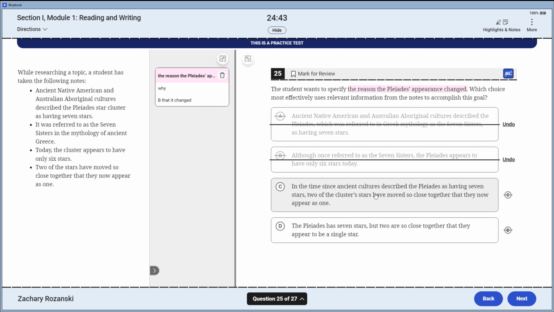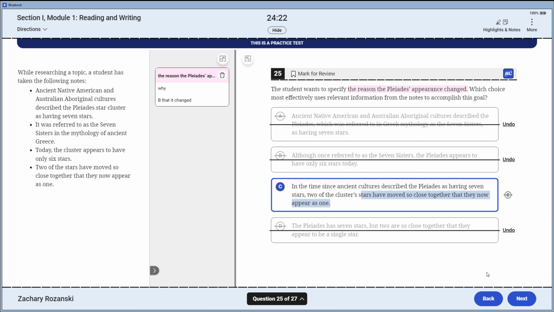In the time since ancient cultures described it as having 7 stars, they move so close together that they now appear as 1. This gives me the why it changed, and I absolutely love that idea that's present there. As I look to D, it has 7 stars, but they are so close that they appear as one. This would just justify, again, why it would be named the way that it was, but it doesn't give me why it changed. D falls. C is a gorgeous answer, so I move on.